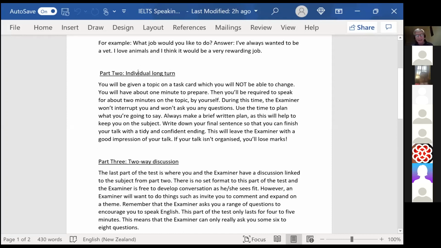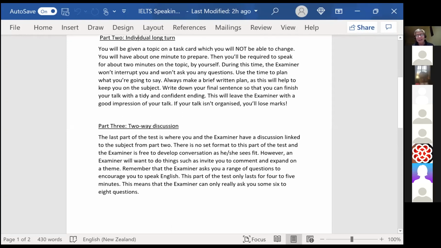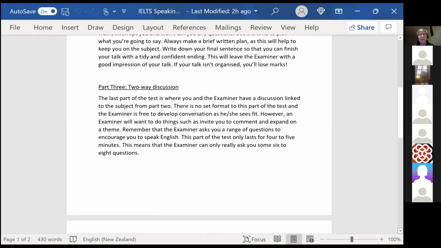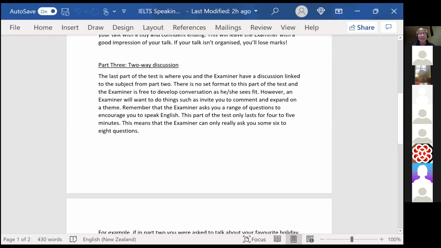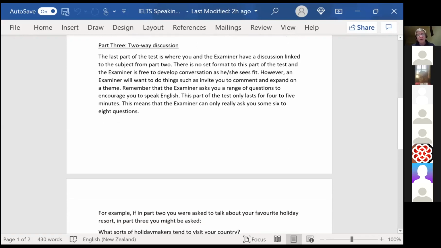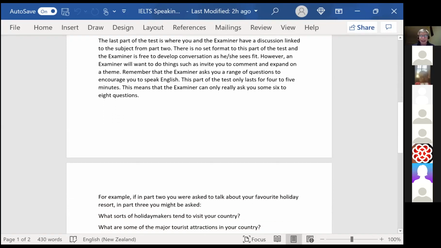Okay, so we're going to be practicing this. Part 3, which we'll do some other time, is a 2-way discussion between you and the examiner. So the examiner again will ask you questions like he did or she did in part 1, but these ones will require a longer answer from you. And the questions will be a little bit more difficult than just asking you what job you would like to do, or what your favorite food is, or what sport you like to play.